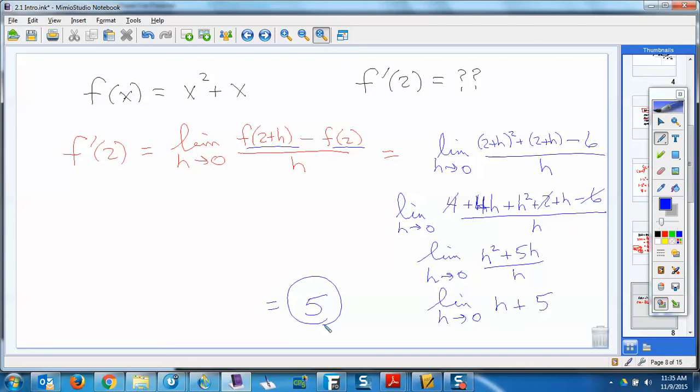Now, eventually, this is going to be called the long way of doing the derivative. We're not going to have to do this all year long. We're going to come up with some shortcuts.